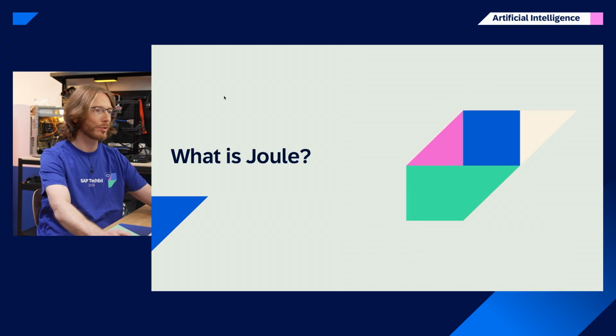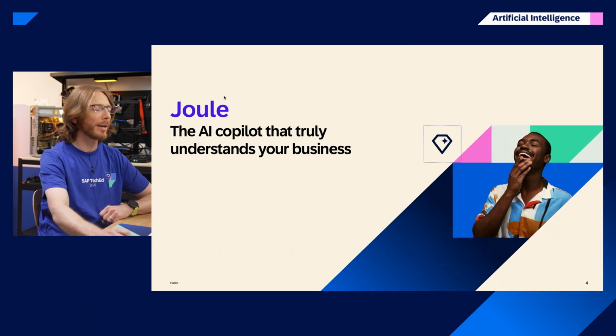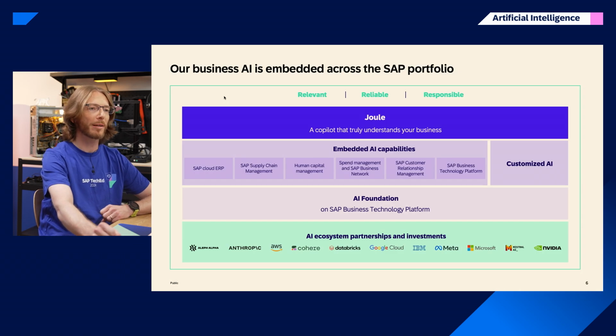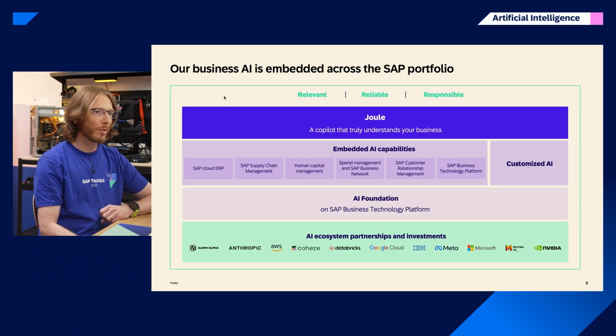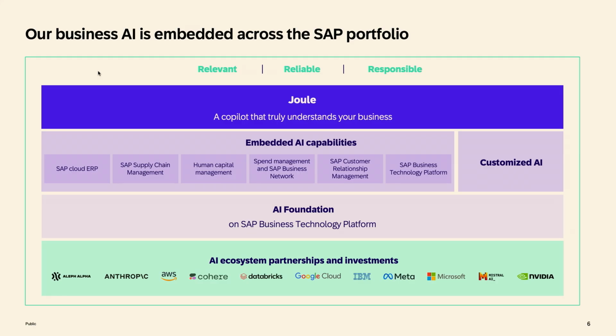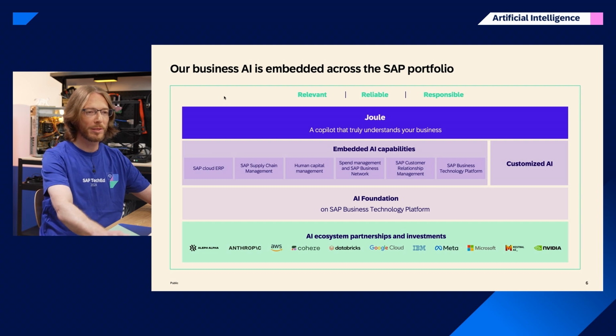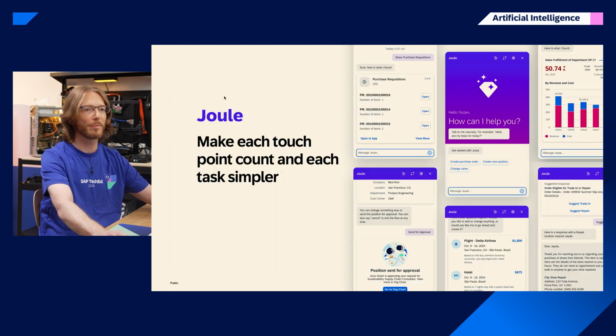And with that, what is Joule? Joule is our AI copilot that truly understands your business needs. And we will learn more about what you can expect from that. Joule is running as a BTP application, and it spans across several products. For example, you see here SAP Cloud ERP, Human Capital Management, and others. You can build on our partners via the SAP Business Technology Platform, for example via our GenAI Hub. And the most important part is it should be relevant, reliable, and responsible.